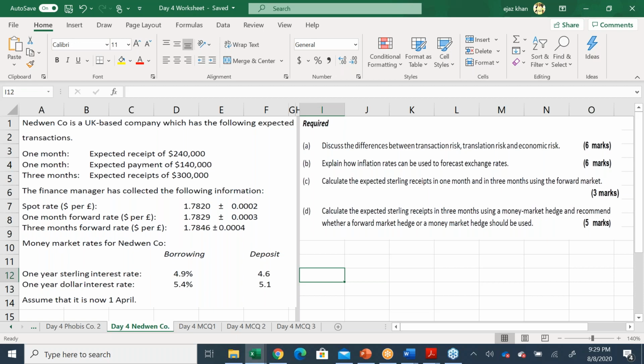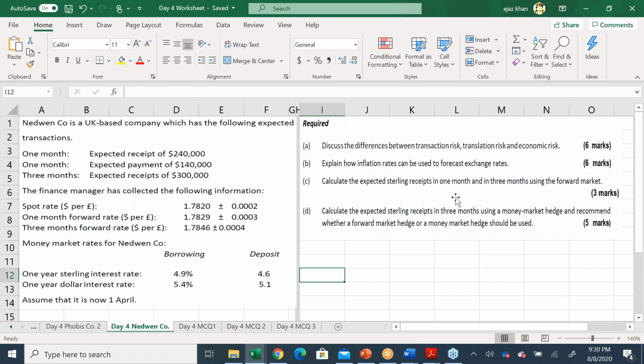For example, the foreign currency may be affected by the relative economic performance of the two countries. And because of the different economic performance of the two countries, the exchange rate may change. And because of that, you may lose the value of your foreign subsidiary or foreign investment. That is called economic risk. Is it clear?